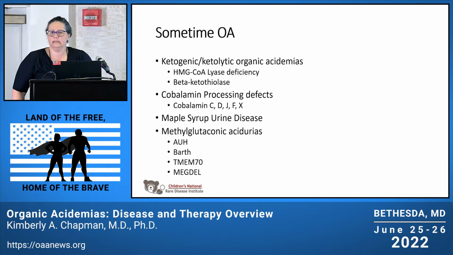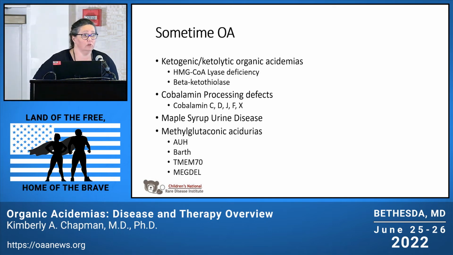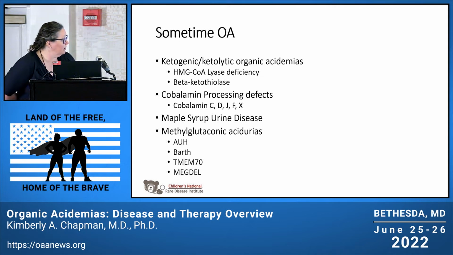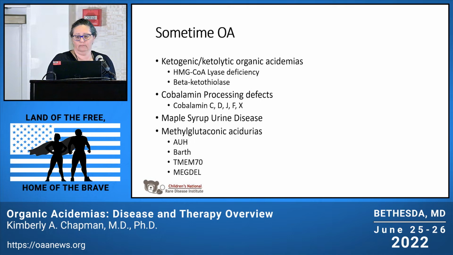Maple syrup urine disease, which I always scratched my head until one of my more mature colleagues said, well, of course they have dicarboxylic acids in their urine. So MSUD. And then the methylglutaconic acidurias, these are almost all mitochondrial disorders, but they actually release methylglutaconic acid in the urine. And this is why it gets pretty complicated.